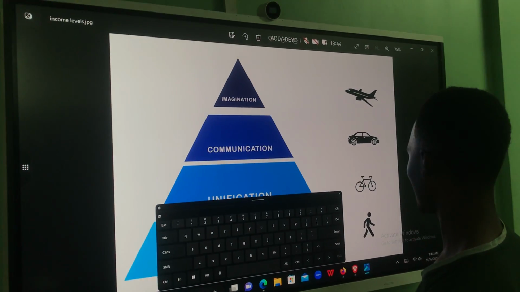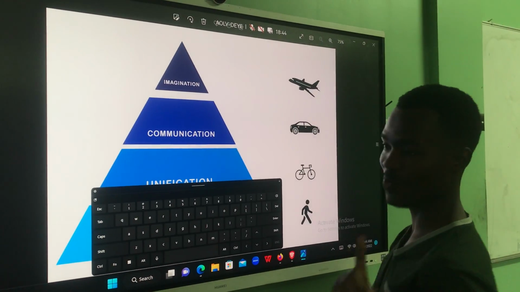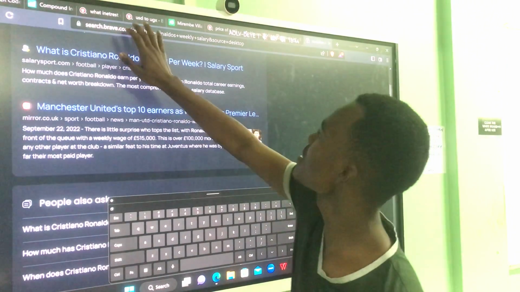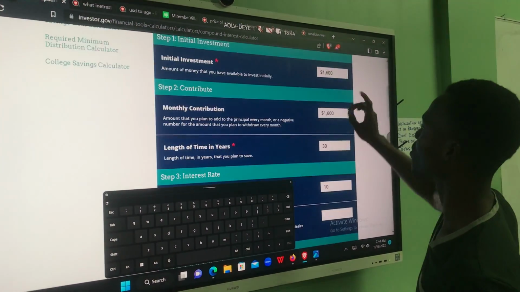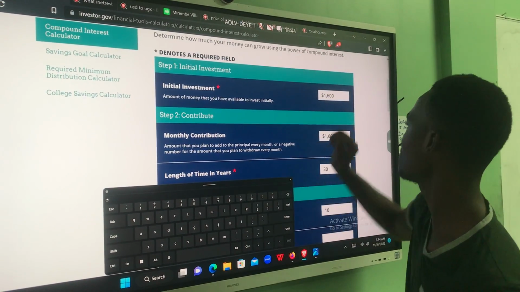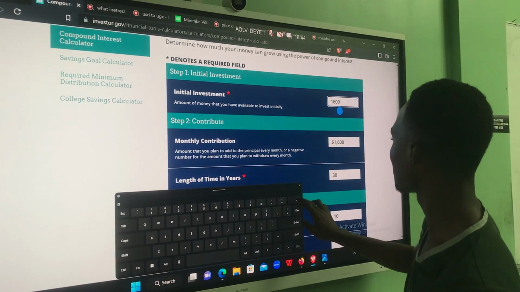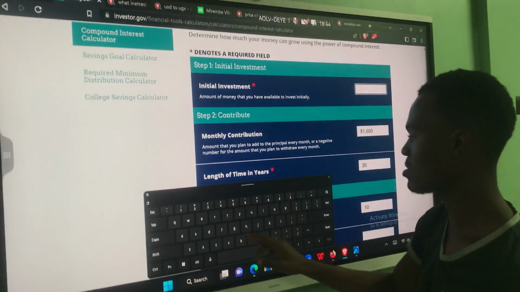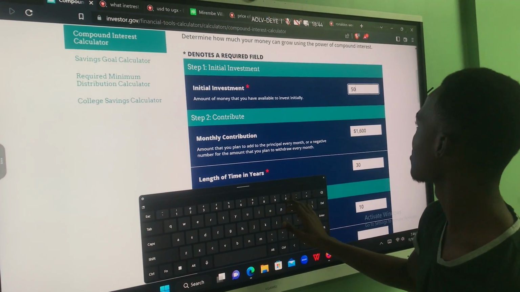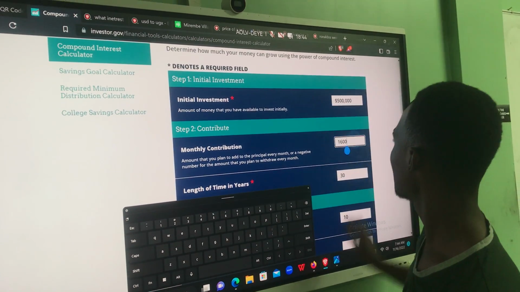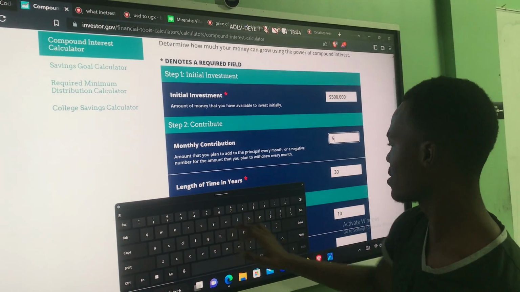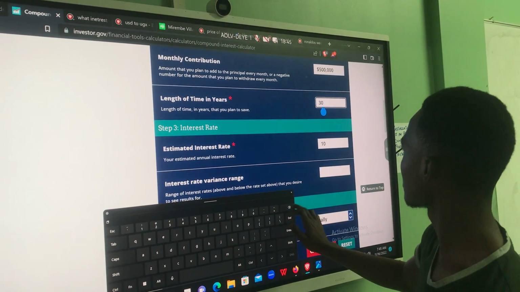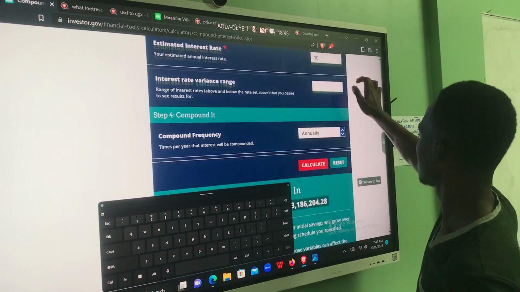So let us calculate. If he's earning that per week, and he says one week will be dedicated to my platform, every month I just save one week. Remember he said 500,000 euros, right? But let us just put it in USD. Even here, for him, he only saves a week's salary, 500,000 euros. Length of time, let us make it 10 years. Let us calculate.